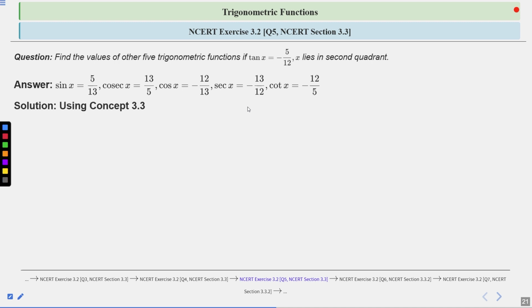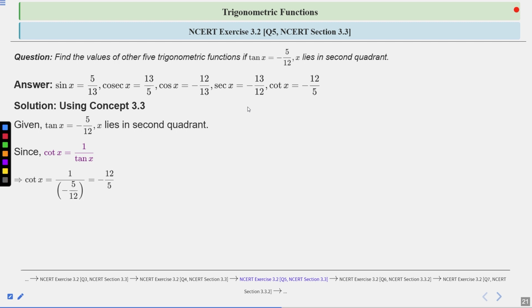Now let us see. It is given that tan x equal to minus 5 by 12 and x lies in the second quadrant. Since cot x equal to 1 upon tan x, therefore cot x will be equal to 1 upon minus 5 upon 12, which is equal to minus 12 by 5. Therefore we can say that cot x will be equal to minus 12 by 5.